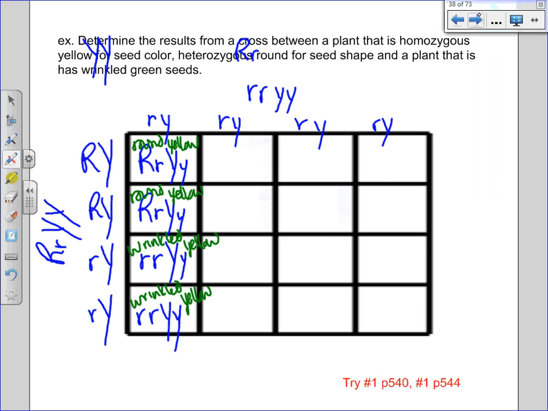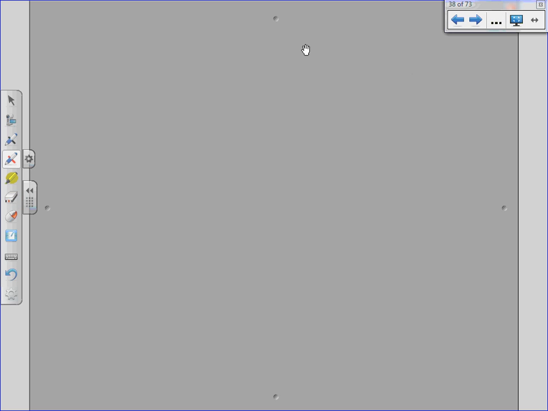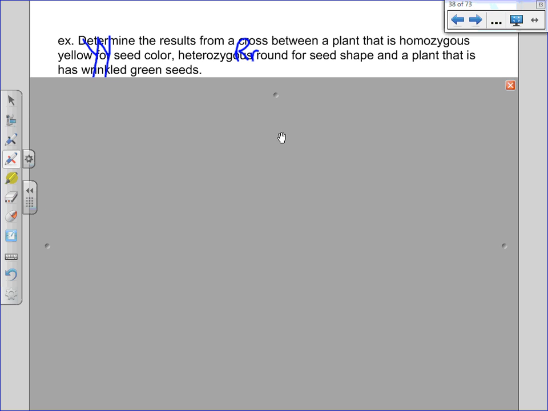Then we did practice one, where we looked at doing a dihybrid cross. Anytime you're doing a Punnett square, you need to figure out the possible genotypes of the parents, and then figure out what gametes could go into making their offspring.